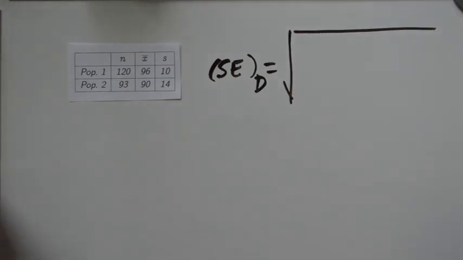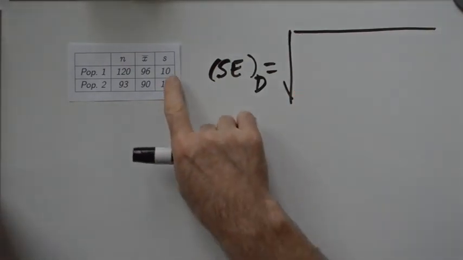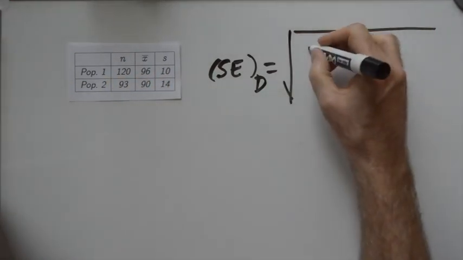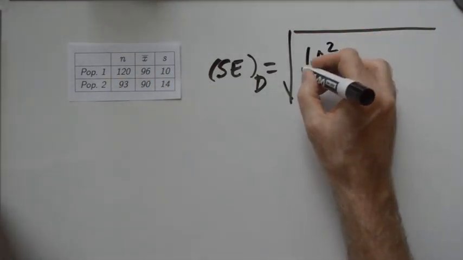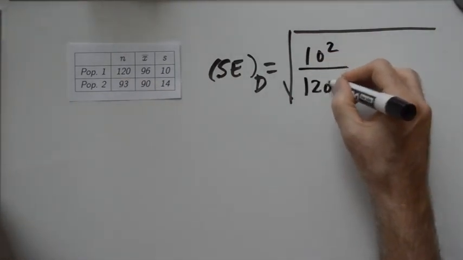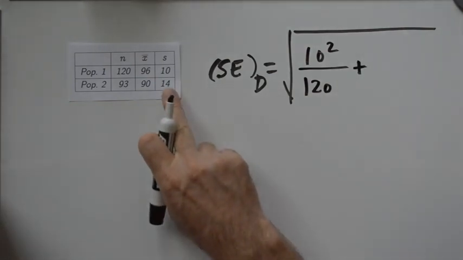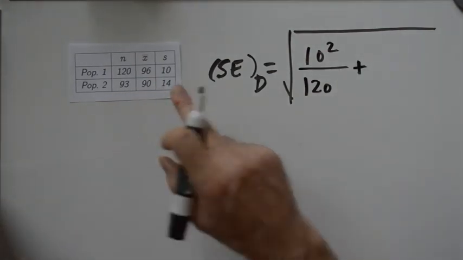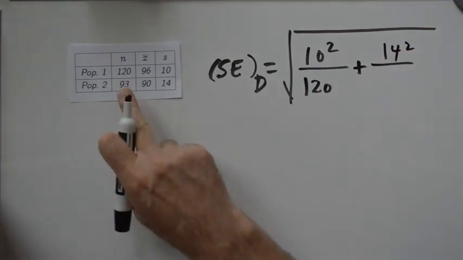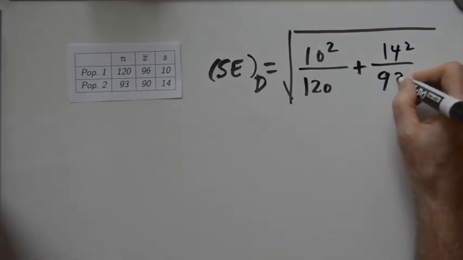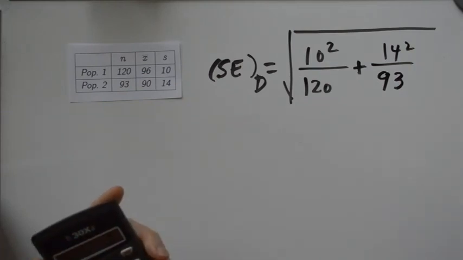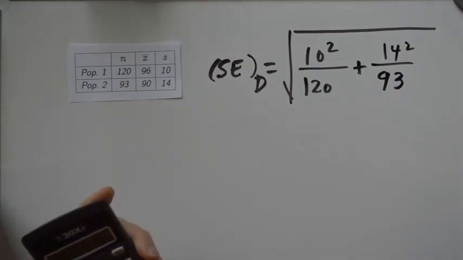is just this kind of Pythagorean theorem idea. We take the standard error for population 1, which is going to be squared, so it's going to be 10 squared over 120, and then we add to that the standard error for population 2 squared, so it'll be 14 squared over 93. So that's the basic calculation. Now let's take a look at that. I'm going to do 10 squared. I'm going to divide that by 120.